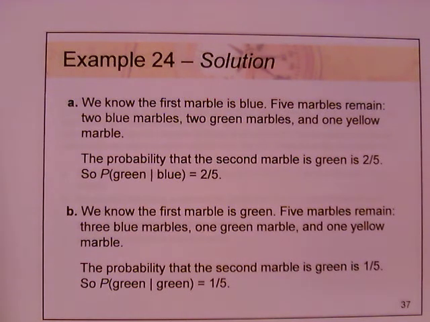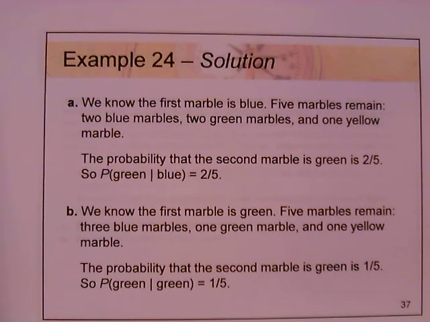Okay. The first marble was taken out. It was blue. That means there were 6 marbles total. That means there are 5 left, which means 2 blue marbles, 2 green marbles, and 1 yellow marble. Now the probability that the second marble is green will have to be 2/5. So the probability of a green marble being drawn, given that the blue marble was drawn, is 2/5.